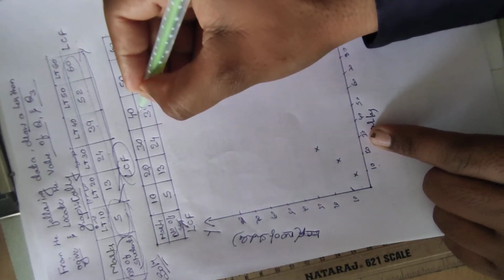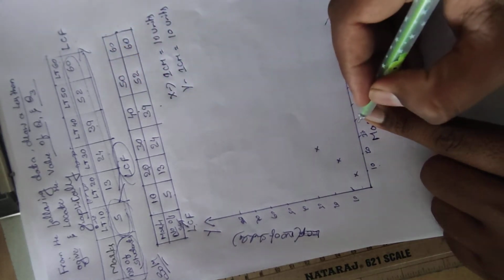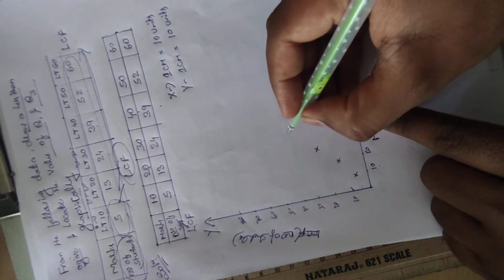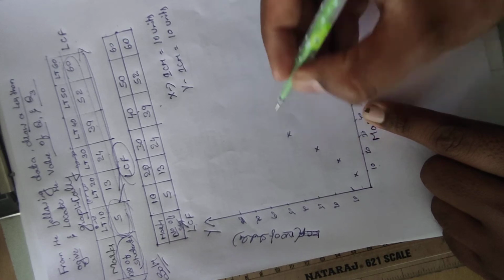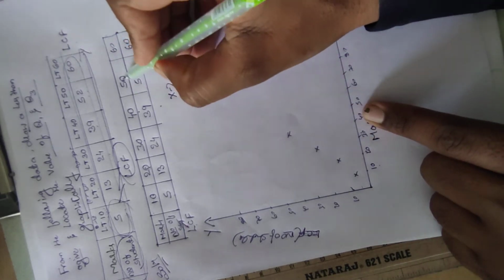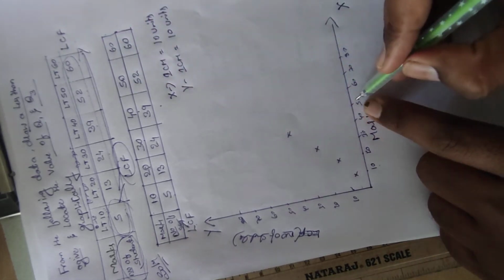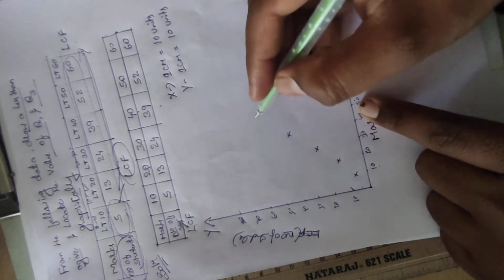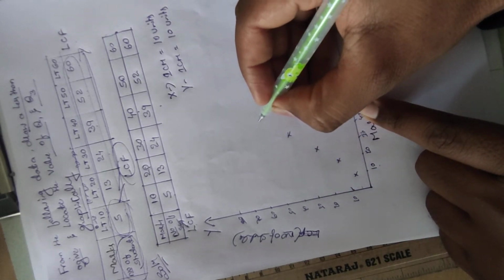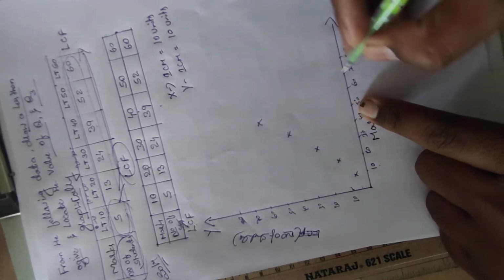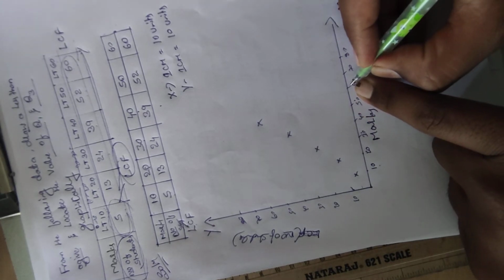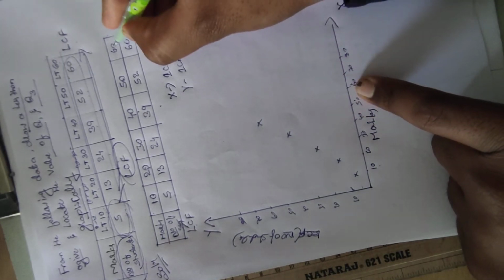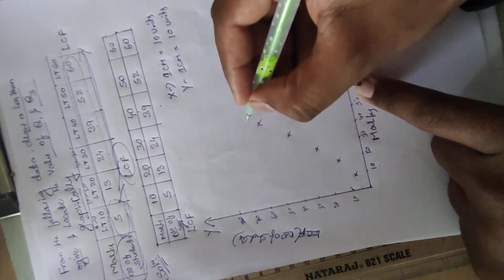Coming to the upper limit of 40, the number of students is 39. Next, upper limit of 50, the number of students is 52. Next, coming to the 60 upper limit, the number of students is also 60.